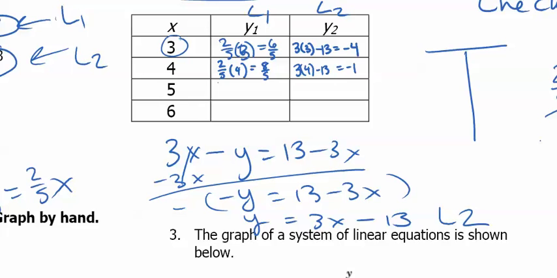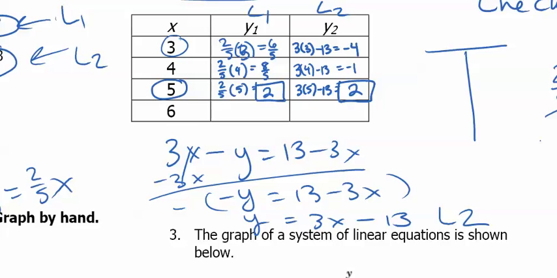So let's plug in 5. For 2/5 times 5, those will cancel, so that'll leave me with 2. And then if I plug in 3 times 5 minus 13, well, guess what? That's 15 minus 13, which is going to leave me with 2 also. So I'm looking for the place where if I plug in an x, I get the same y for both. In both cases, y is 2.